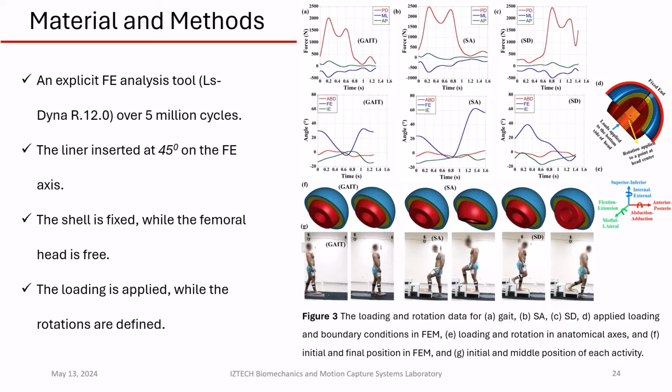We performed the 3 different boundary conditions, stair ascent, descent, and gait activity, over 5 million cycles. The liner is inserted at 45 degrees on the flexion-extension axis, which mimics the natural position of hip implants.